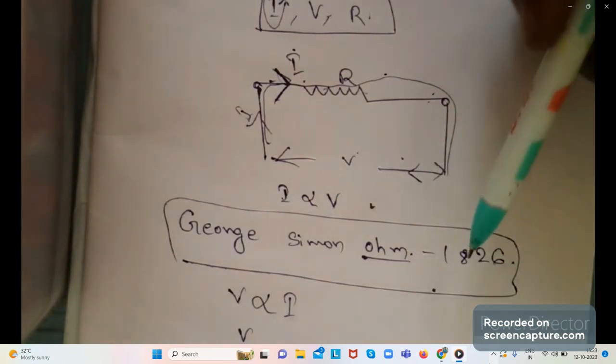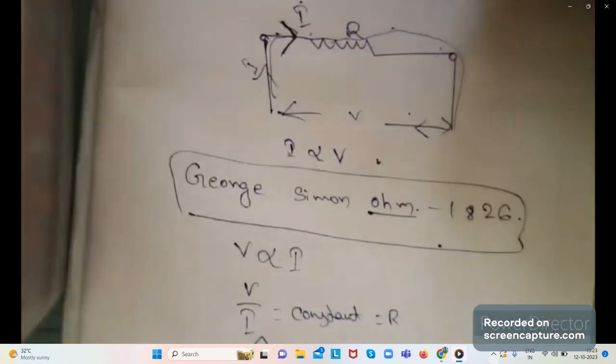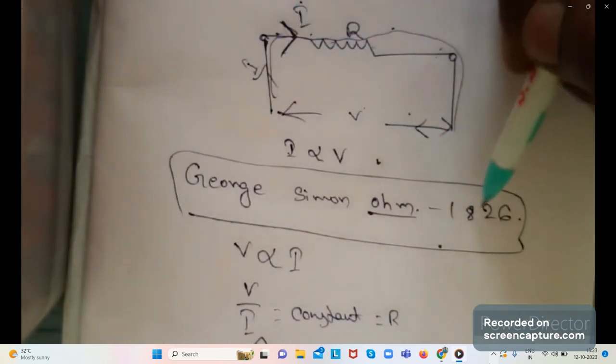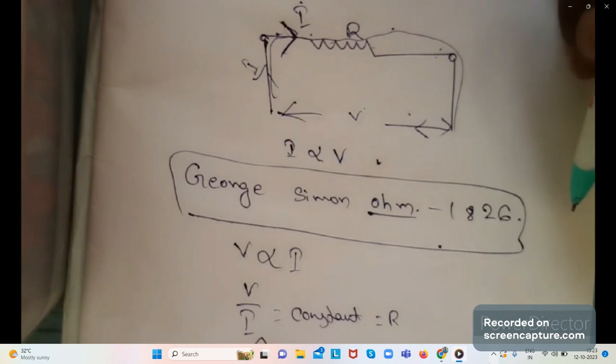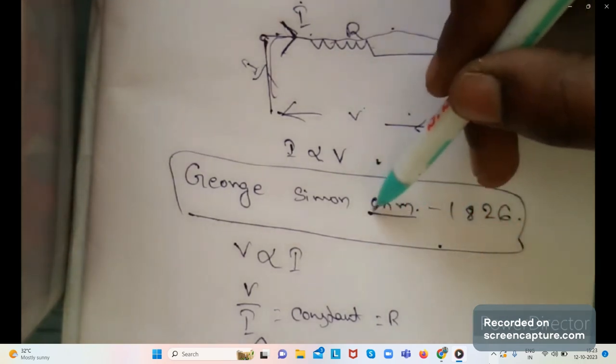This law was mainly discovered by George Simon Ohm, so that's why it is called Ohm's law. He discovered it in 1826.